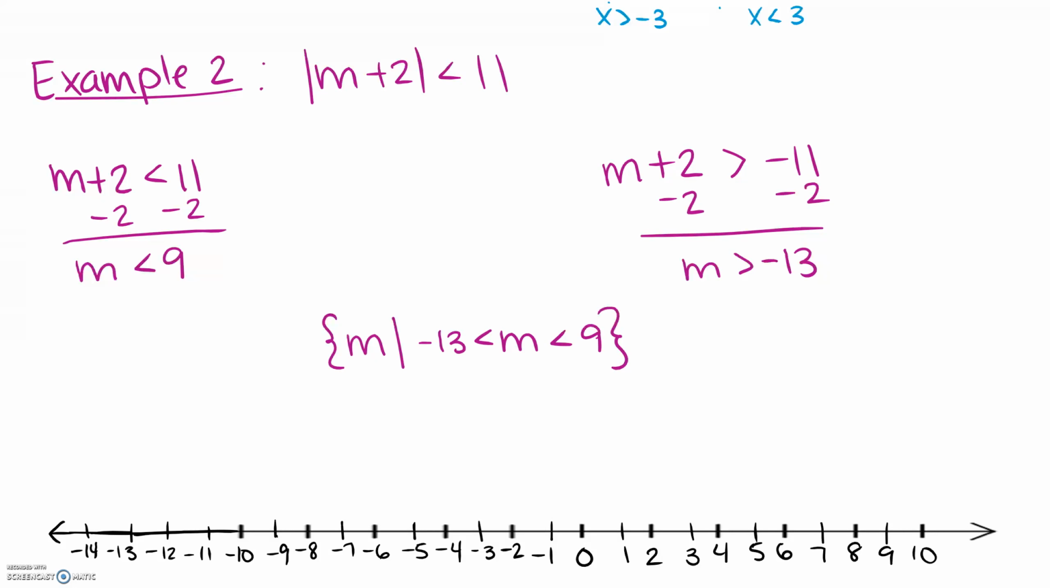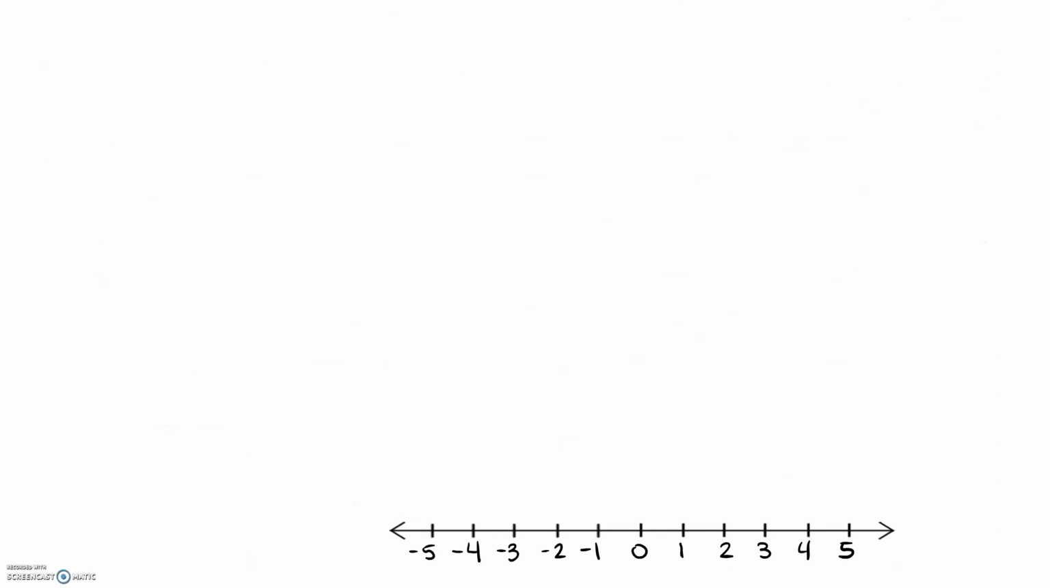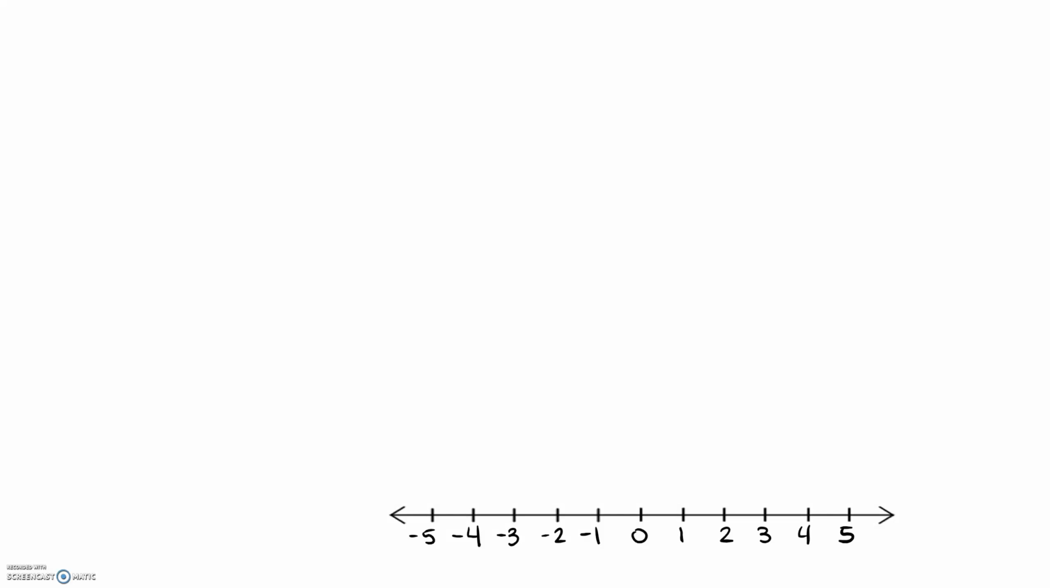Okay, so we're going to put an open circle at negative 13 and positive 9, and it's going to be all numbers greater than negative 13 and less than 9. So that includes all values between negative 13 and positive 9. Okay, so let's look at our next example. We have example 3, and we're going to look at the absolute value of x is greater than positive 3.